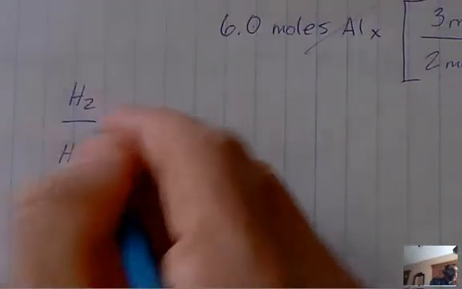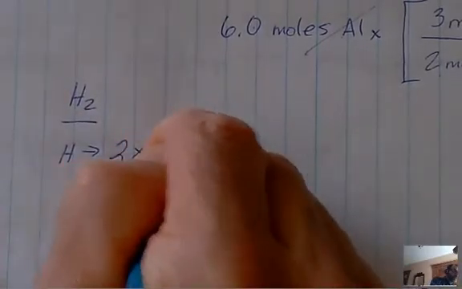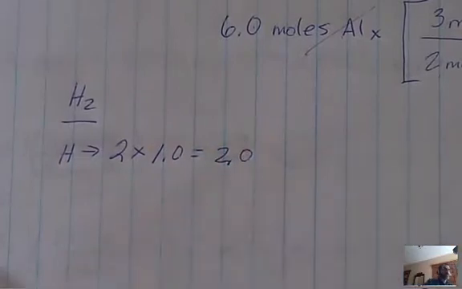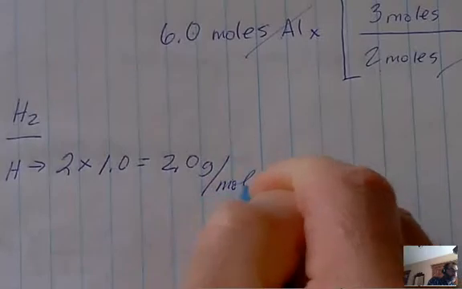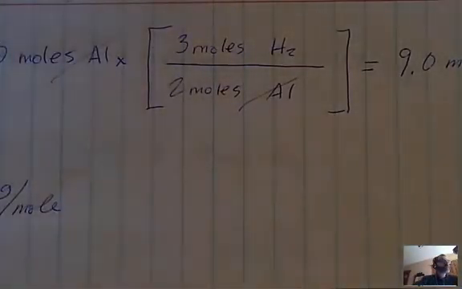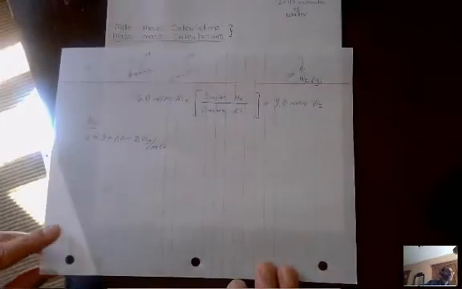There are 2 hydrogens based on the formula, multiplied by the mass of each hydrogen, which is 1.0, gives me 2.0. So what is that 2.0? That's 2.0 grams for each mole. That's its molar mass. So let me make this a little smaller for you. That's my molar mass on the side.